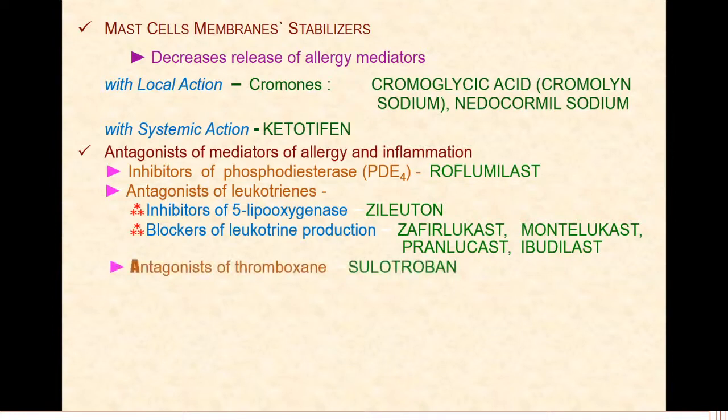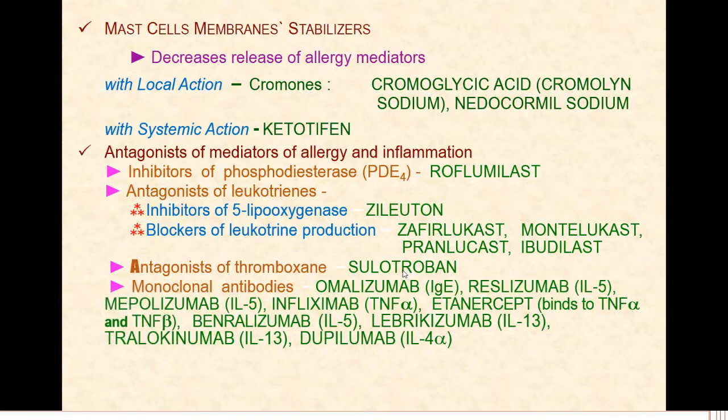Following, antagonists of thromboxane. Thromboxane also provokes increase of bronchial smooth muscle tonicity. That's why sometimes we can use, to decrease the effect of thromboxane, seratrodast or sulotroban.